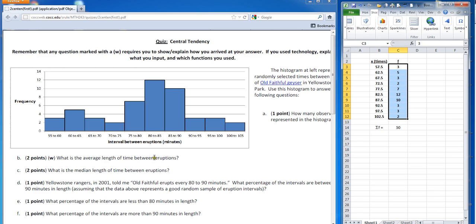What is the average length of time before eruption or between eruptions? So, just like in class, this is a weighted average. Although you have these data points right here, you've got 10 data points, you actually have 50 because some of them occur multiple times.